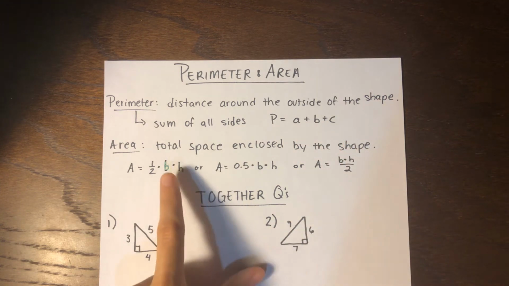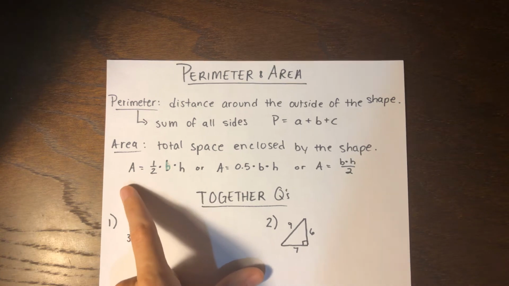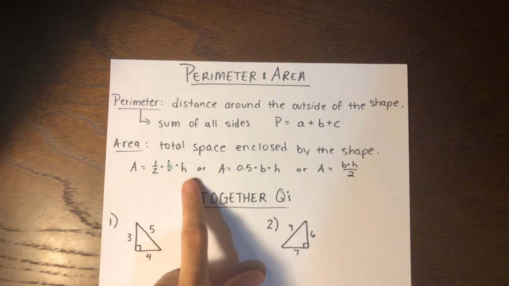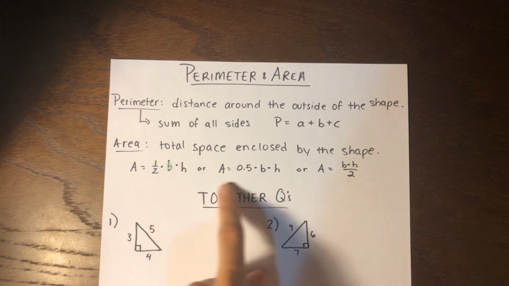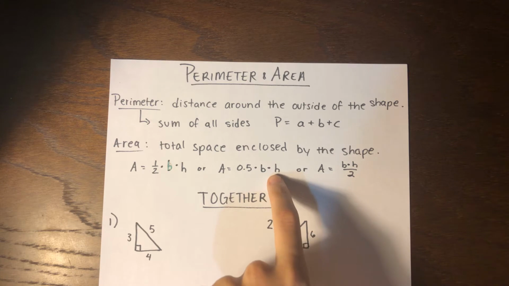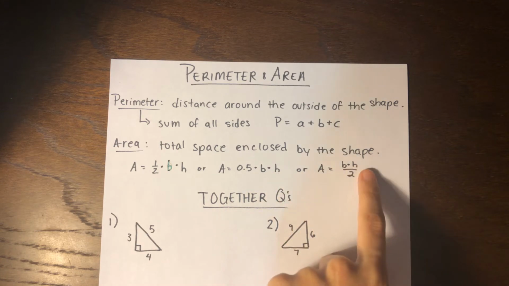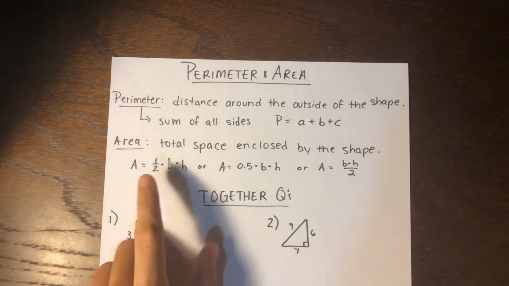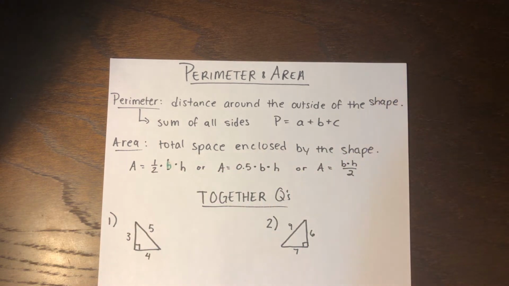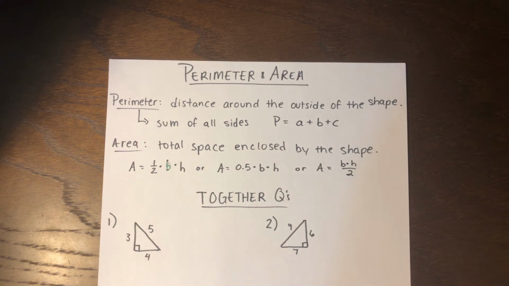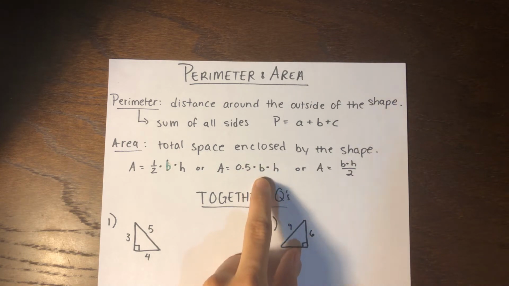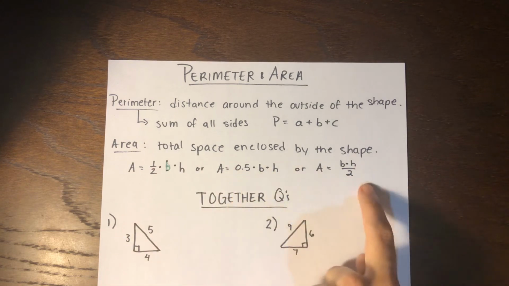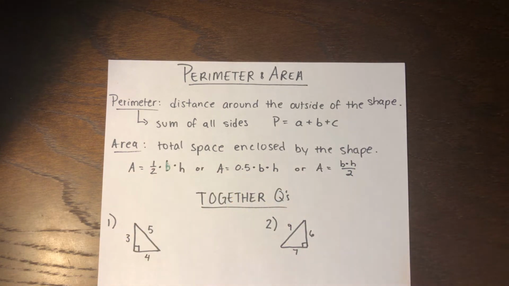The area is going to be, we have the formula A equals a half times the base times the height, or you can use 0.5, which is the same thing as a half, times B times H, base and height. Or you do base times height and then you divide it by 2. You are allowed to use any of these that you prefer. I am going to be using this one to show you guys, but these are all the same formula, just written different ways. So whichever way you feel like you want to do.